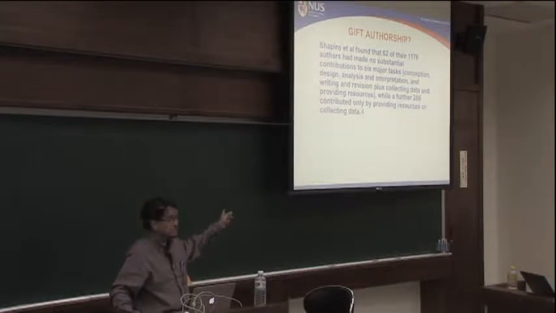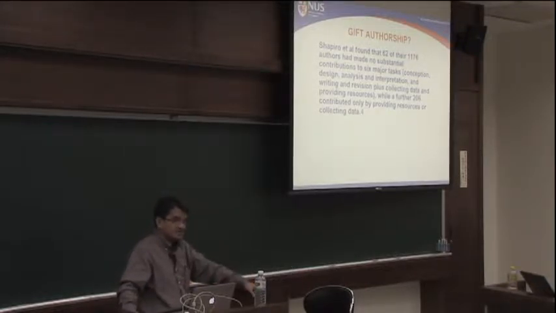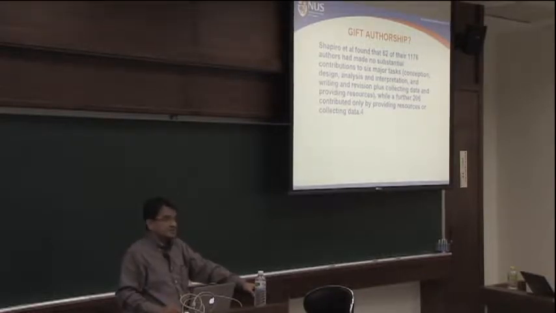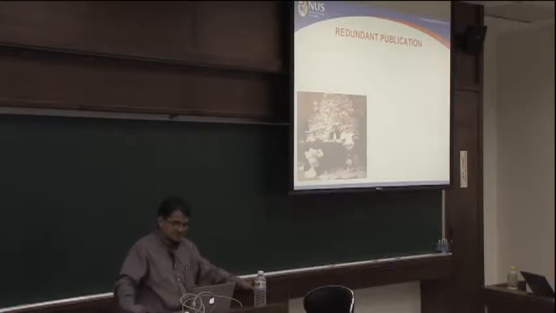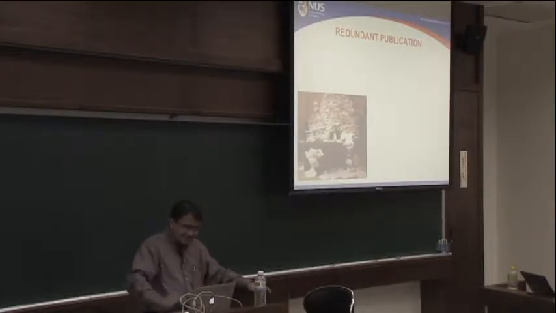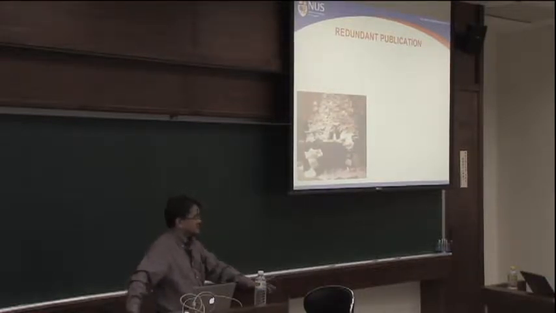Remember the ICMJE criteria earlier on? They used that as a basis. They realized that gift authorship is a very common practice. But aside from gift authorship, there are questions concerning self-plagiarism or redundant publication. What does this mean?